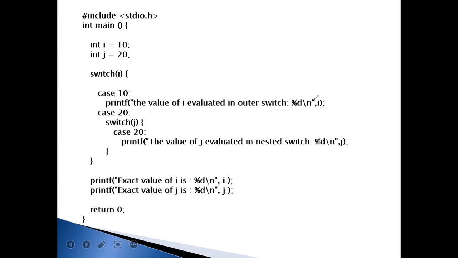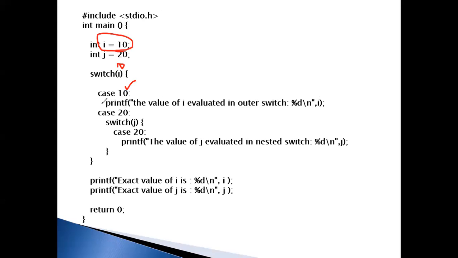Just see here. First, I is initialized with 10. Here it is switch, within brackets I equal to 10. It selects case 10, since I is 10 and that matches. If it matches, print the value of I evaluated in the outer switch, that is percentage d and I. Here you simply enter a value.